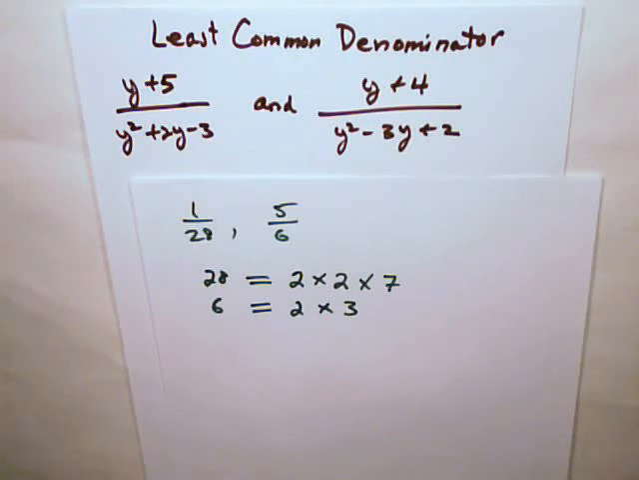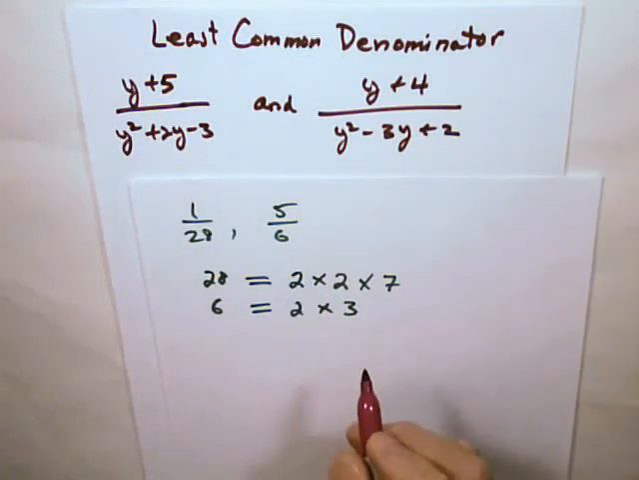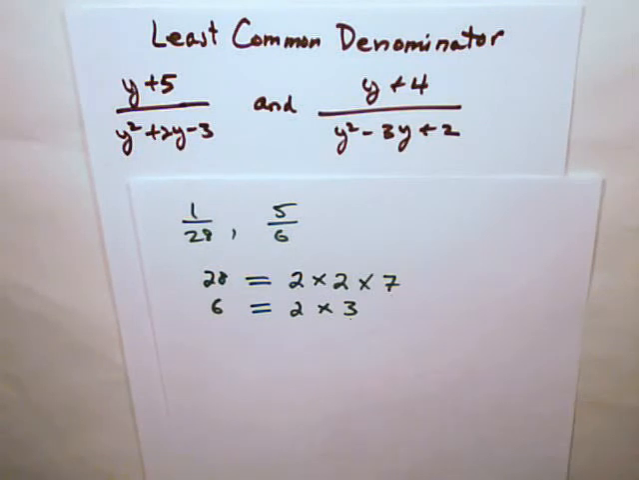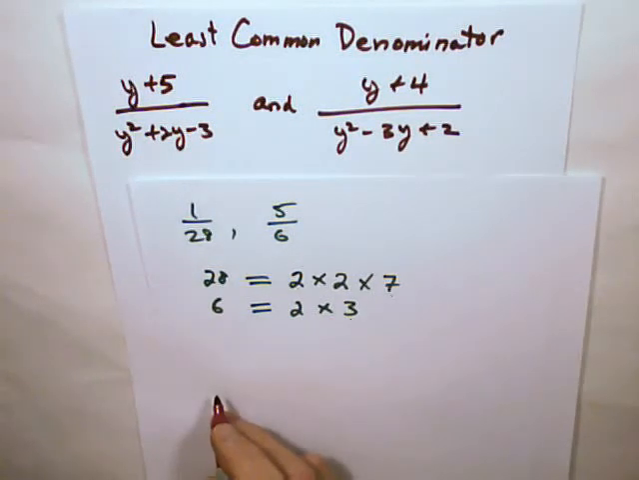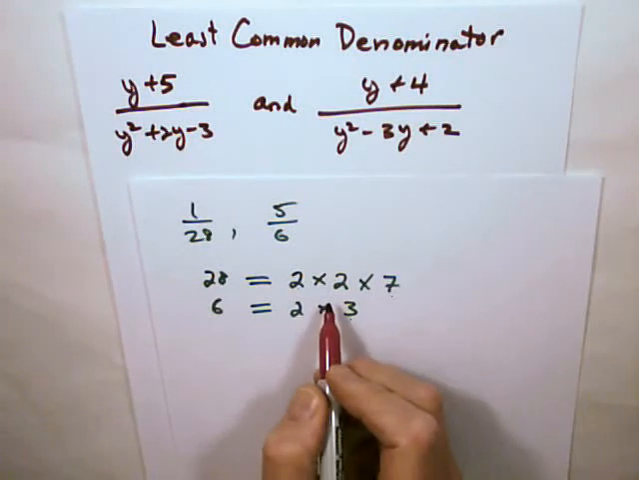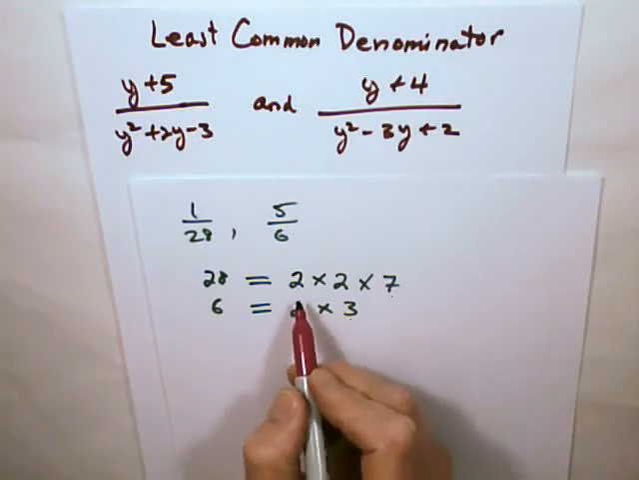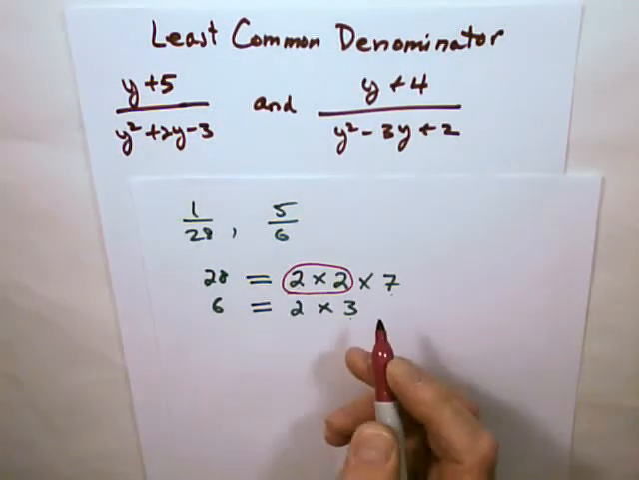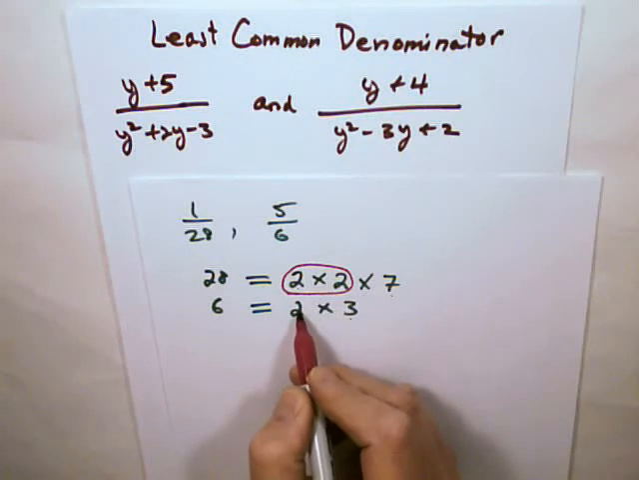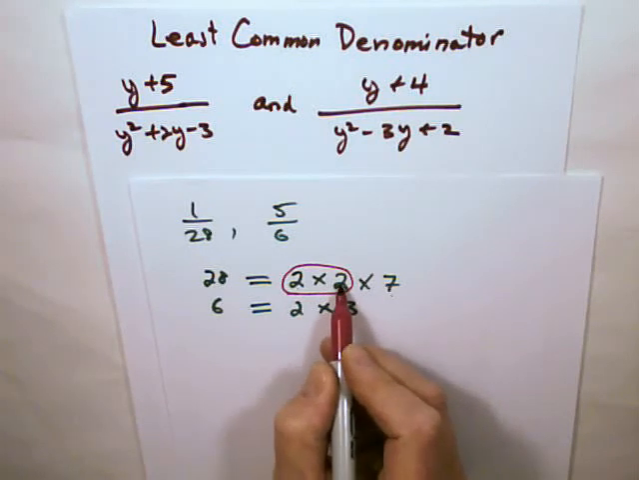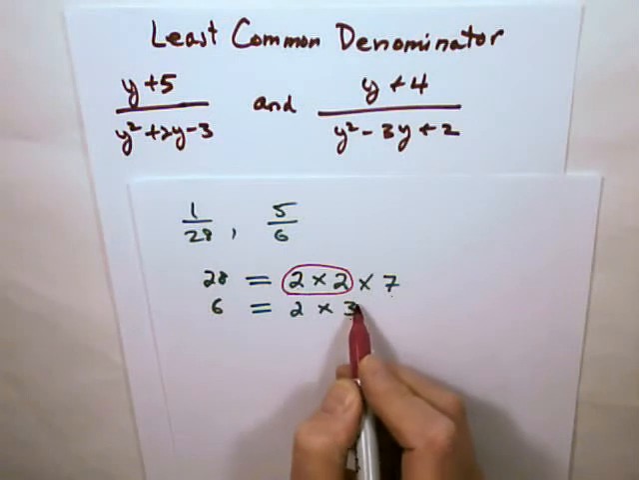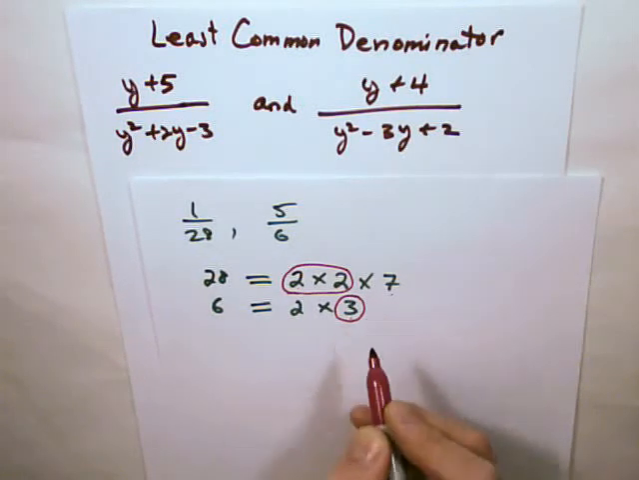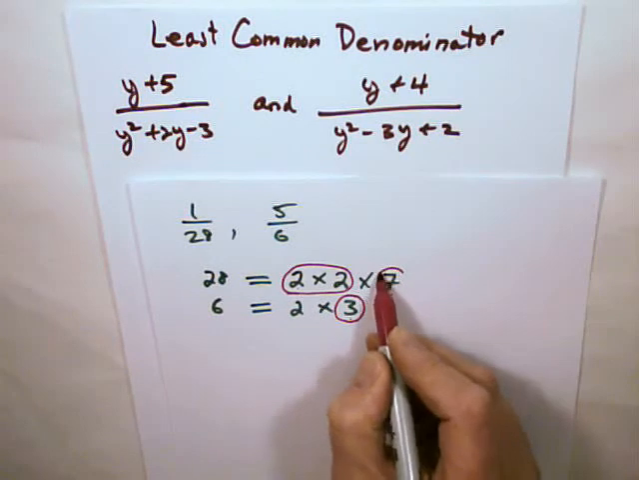And what you look at is, what are the different factors between these two numbers? Well, I see a 2, I see a 3, and I see a 7. And I take a look at each one of those factors, the 2's first, and I take the most occurrences of those. In other words, there are two 2's here, there's only one 2 here, so I'm going to take two of them. And then the 3, this is the only one in there, so I'm going to take that one. And then similarly the 7 I'm going to take.